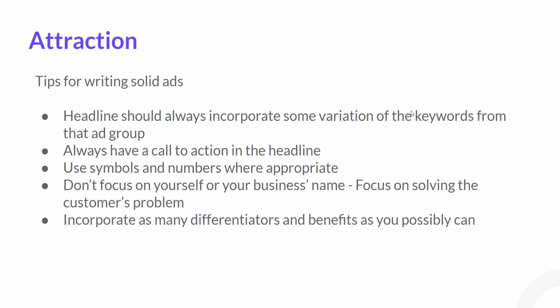Let's cover some tips for writing solid ads. These are just some quick bullet points, and I'll try to demonstrate them when I type out an ad in just a second. The headline should always incorporate some variation of the keywords from that ad group. It doesn't have to be exact. There are going to be a lot of different keywords in the ad group, so just hit the overarching theme of that ad group in the first section of the headline. That way, if they type in junk removal company, your ad says junk removal company Texas or something like that.